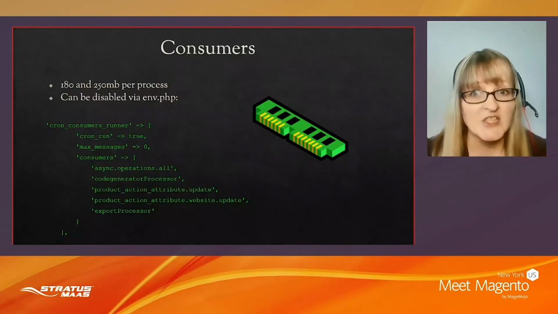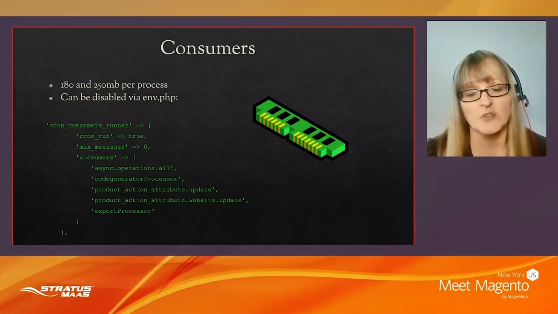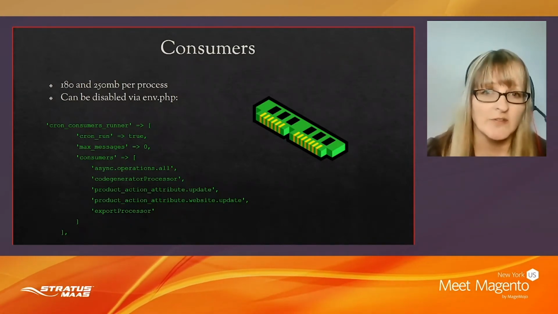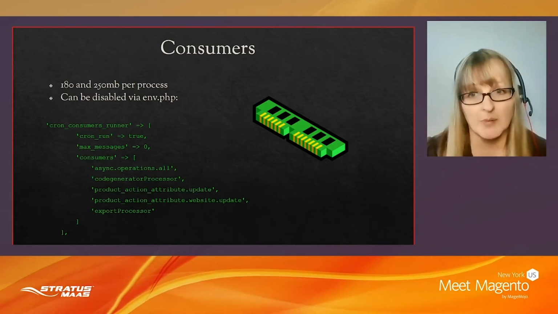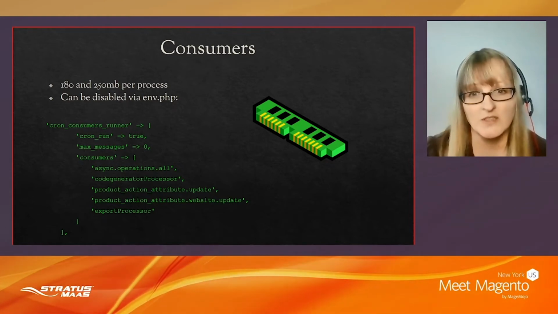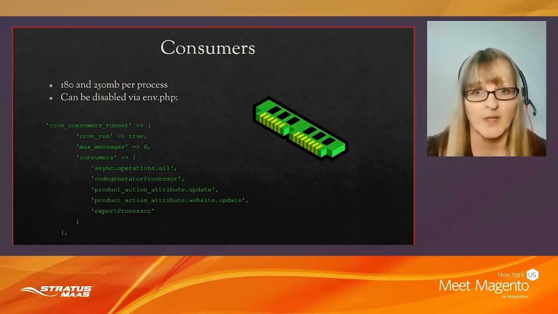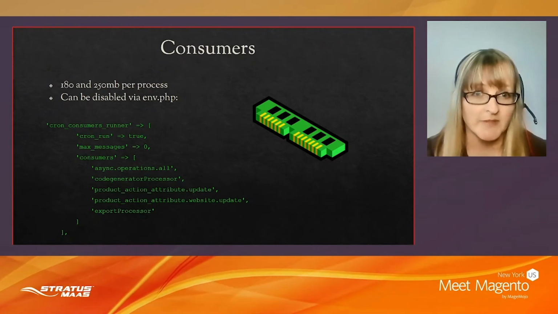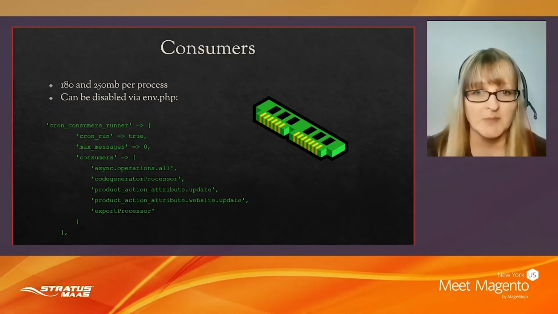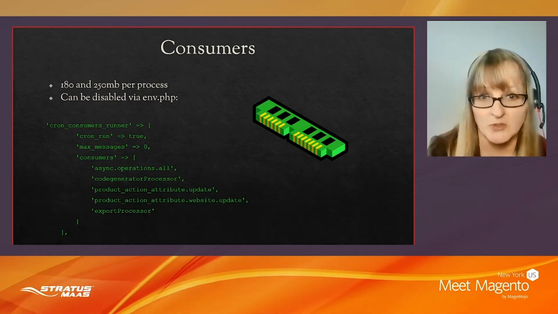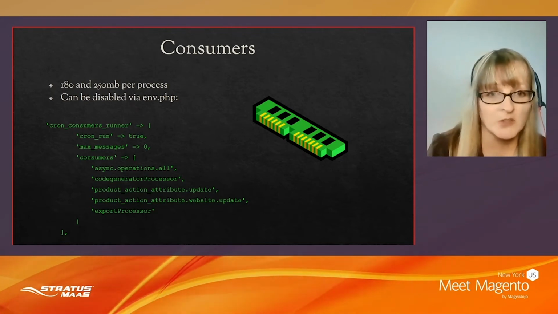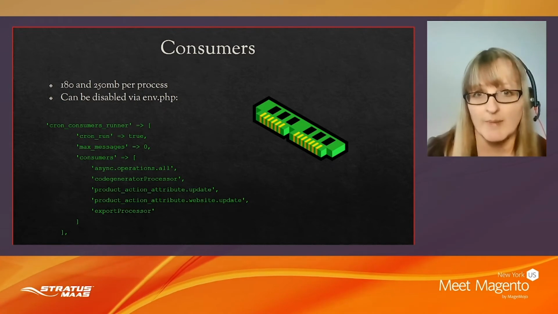Speaking of consumers, consumer jobs use between 180 and 250 megabytes of memory per process, even when they are not processing any data. If you have 8 or 9 of these, you could be using 2 gigs of memory just to have them available. They can be disabled or enabled via your env file. MageMojo has an in-house written cron module that addresses resource issues with consumers. We will go over how consumers work a little later when we talk about RabbitMQ.